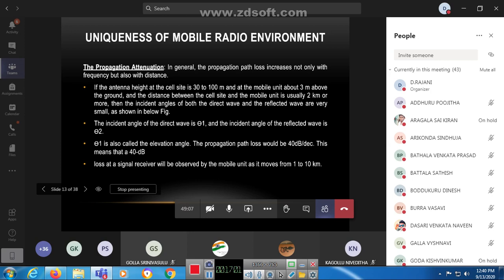So that is because of the loss of signals, loss of distance, and loss of antenna height. All of these we can consider for that area mobile unit. In terms of propagation, we can take the incident angle of the direct wave as theta 1 and the incident angle of the reflected wave as theta 2.